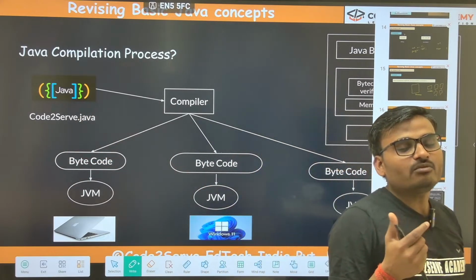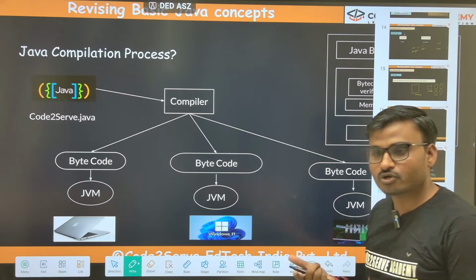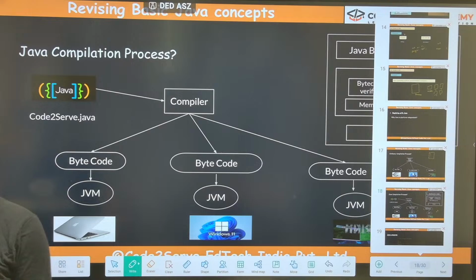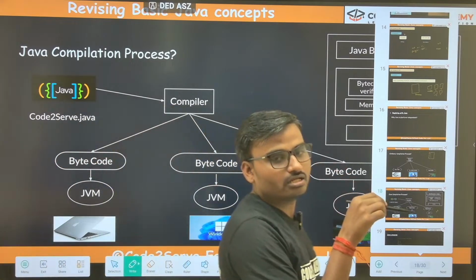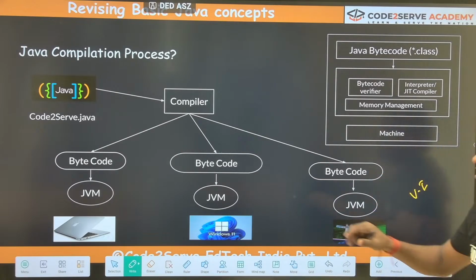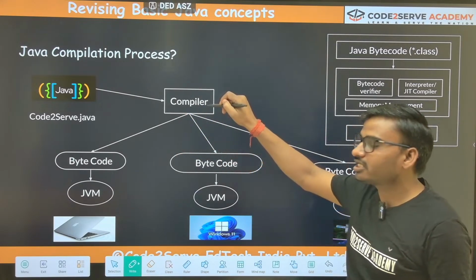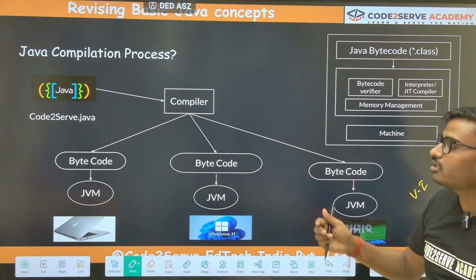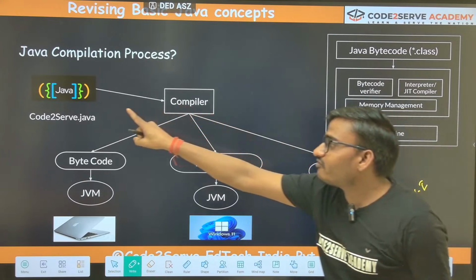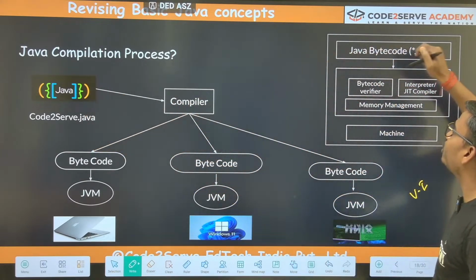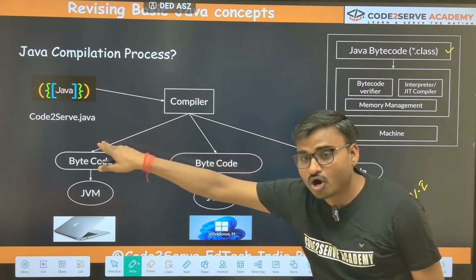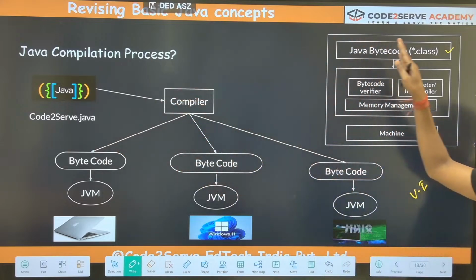Now you might be using BlueJ for writing the code. In BlueJ you will see an option to compile, one button to compile. Whenever you click on that button, try to understand what I'm telling. Whenever you click on the compile button in BlueJ or any online compiler, what is happening behind the scenes? That .java is getting converted into .class.